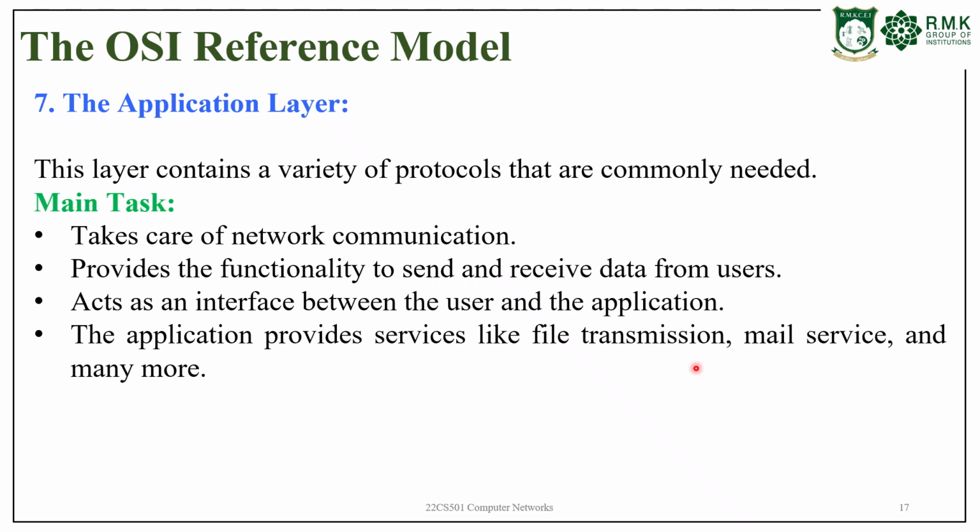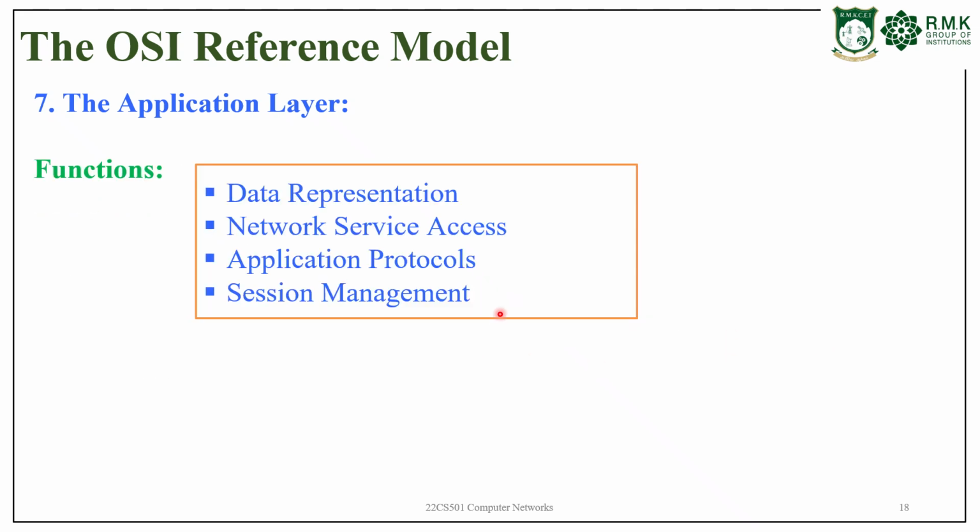So what are the services provided by the application layer? File transmission, where you transmit files between the sender and the receiver. Mail services, sending and receiving mail, and you can also transmit videos and audios. All these things are taken care of by the application layer only. The functions are data representation, network service access, application protocols, and session management. These are the key functions of the application layer.